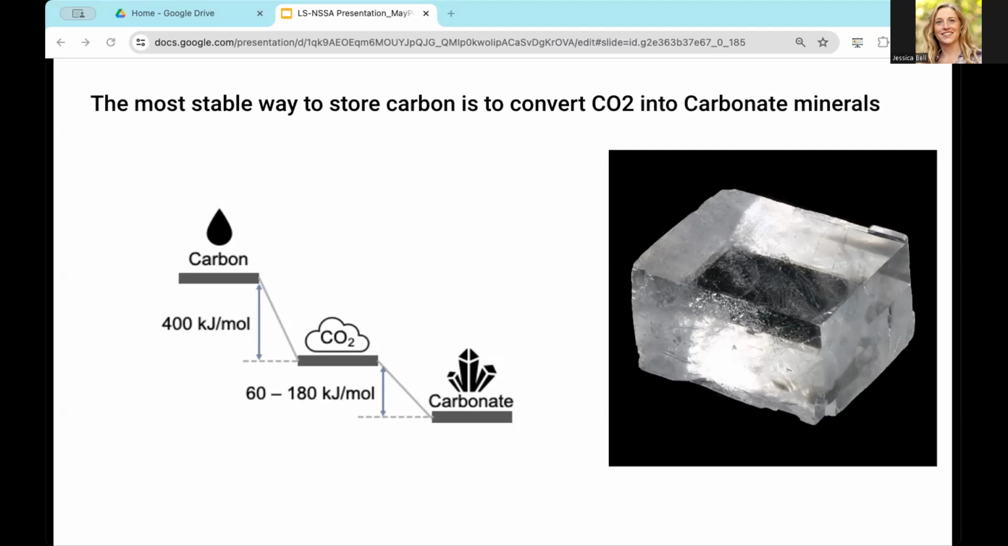So our goal is to make new building materials that are degradable, and eventually we want to turn everything into those carbonate minerals. Can you go to the next slide?